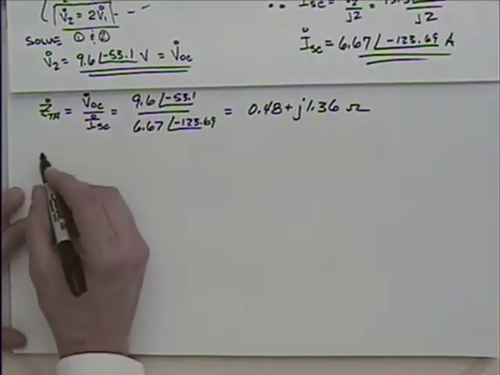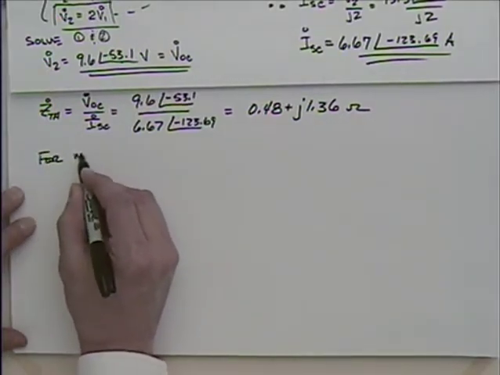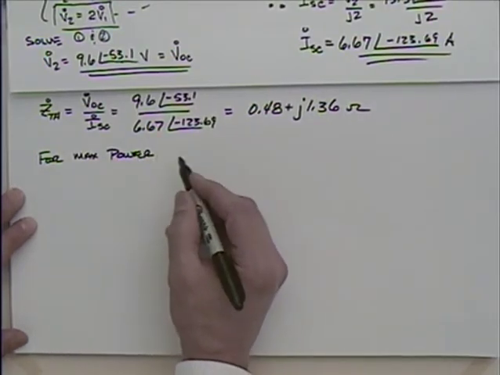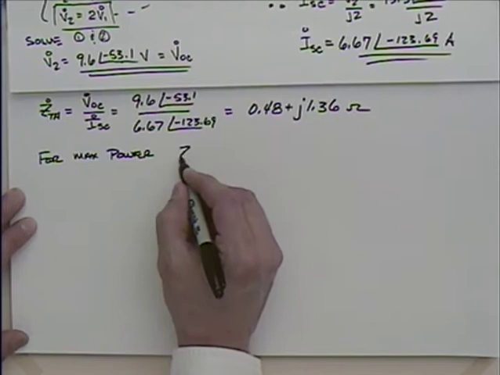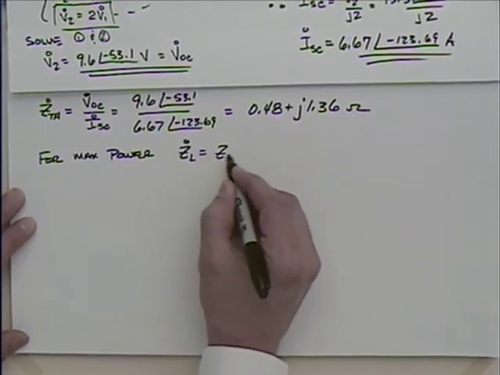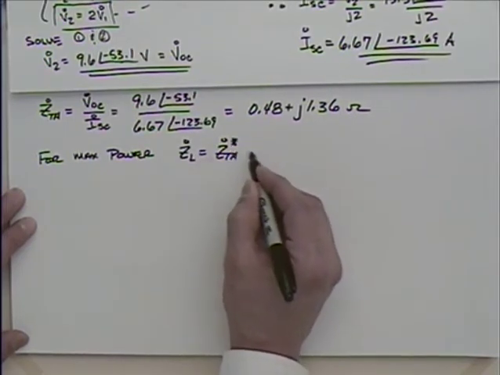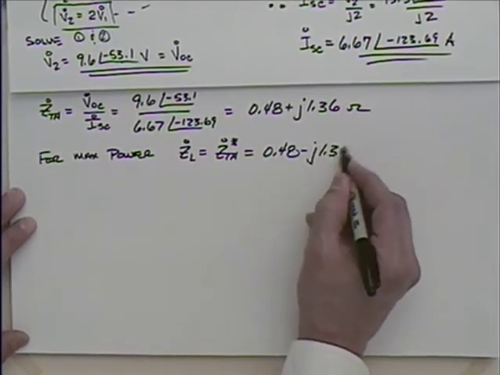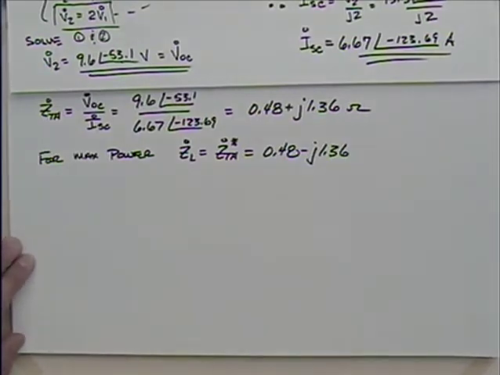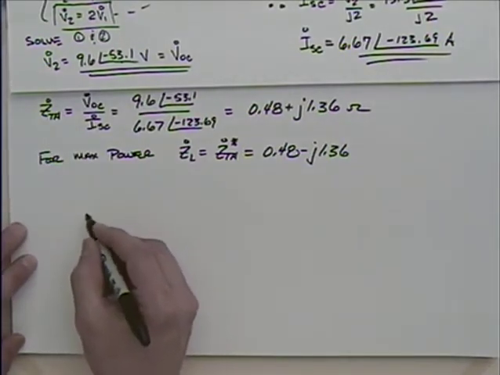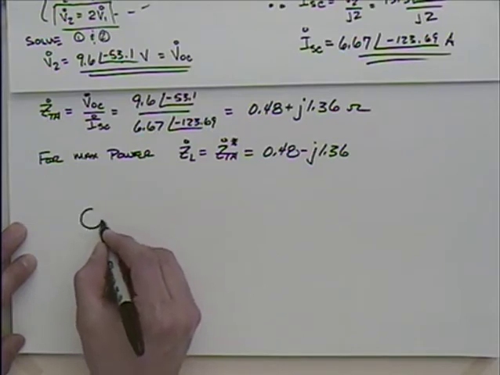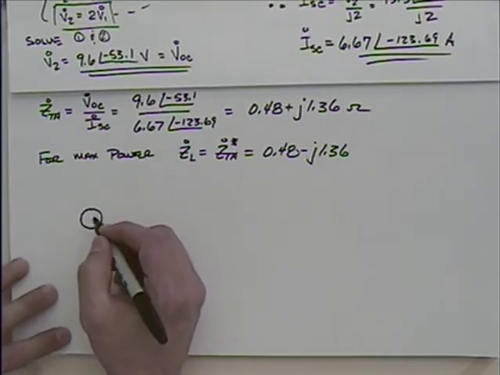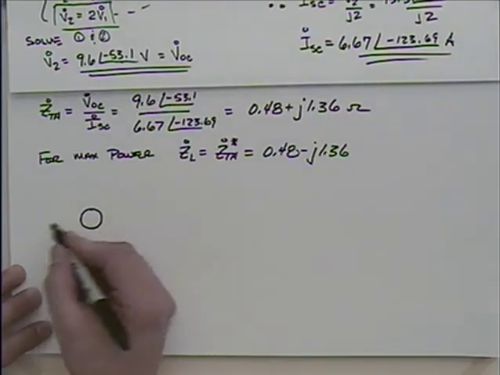So what do we know about maximum power? That was where we first started seeing that conjugate thing, right? For maximum power, our Z load should be equal to what? Z Thevenin conjugate. So 0.48 minus J 1.36. So I can put this thing together into a circuit. I'll do the Thevenin model. You could do a Norton model if you wanted to. If you wanted to put the two impedances in parallel and use a current source, you could use the Norton model. I'm going to use a voltage source.